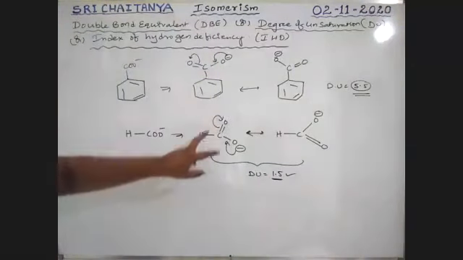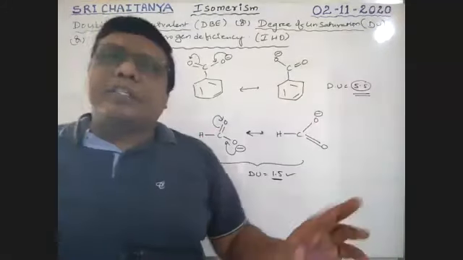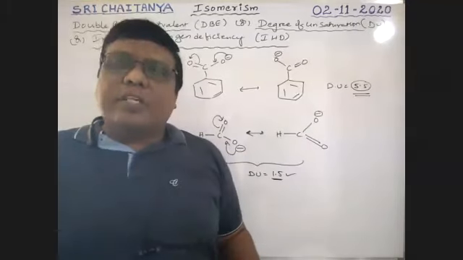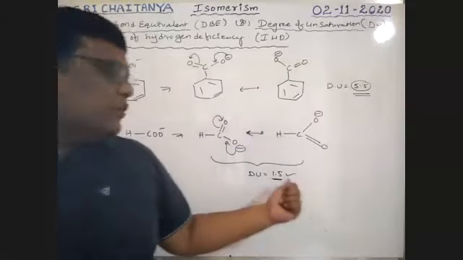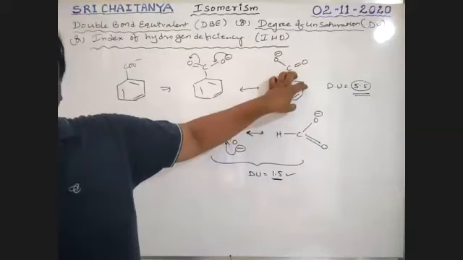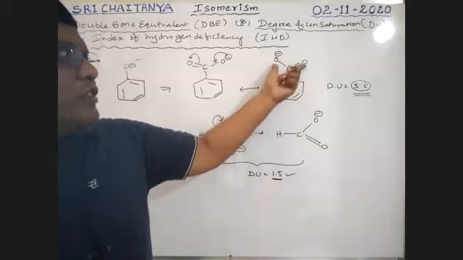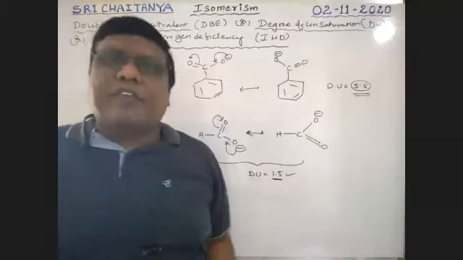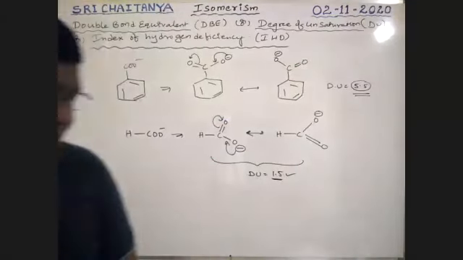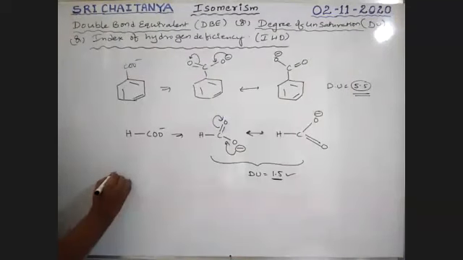That means whenever resonance is there, 2 pi bonds are taken as 1 plus half. That is 1.5 is the answer. Similarly, here it is 4 plus 1 plus half. That is 5.5 is the answer. Okay. See here, what is the answer for this one?